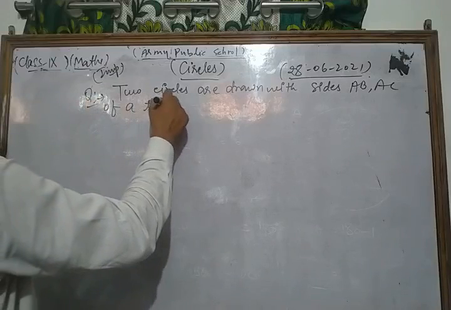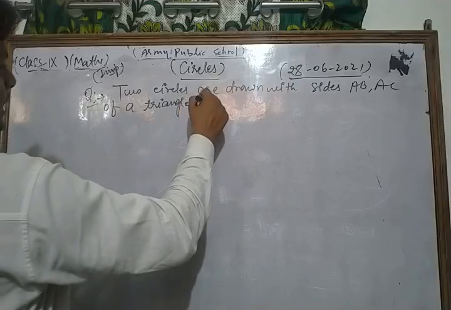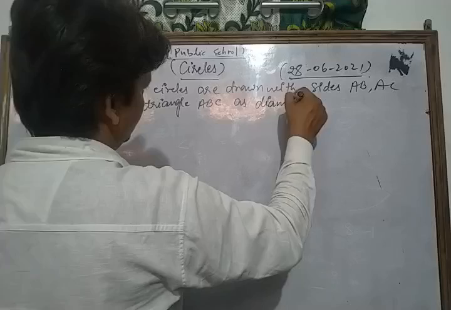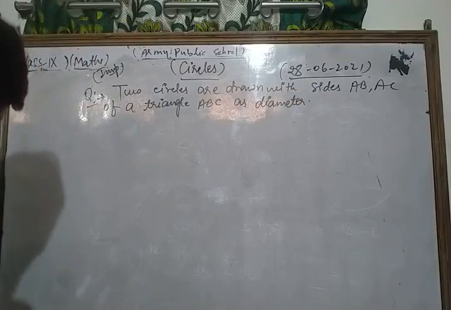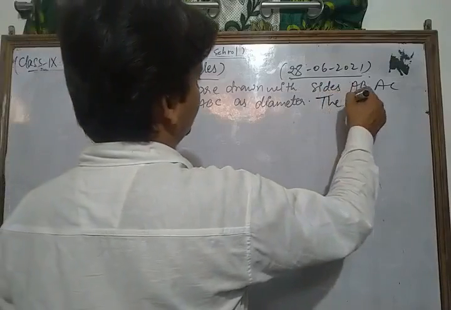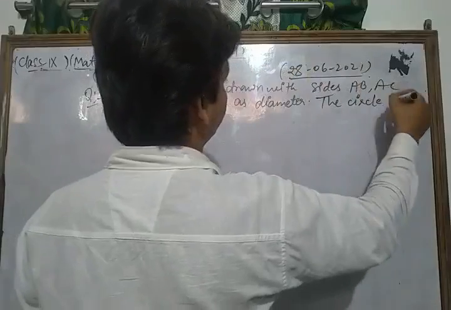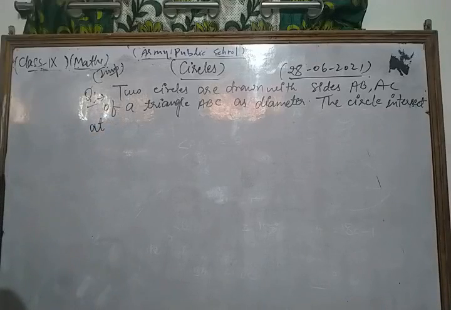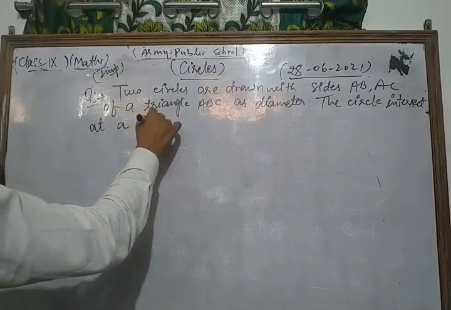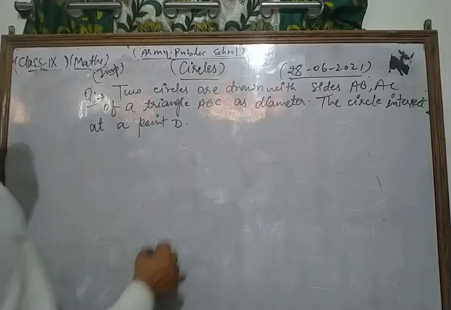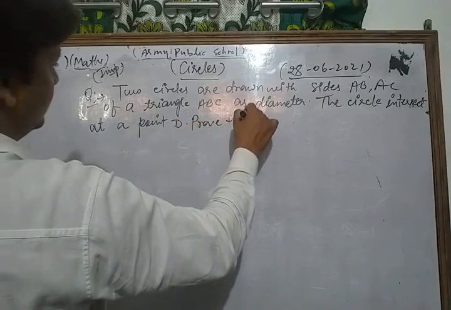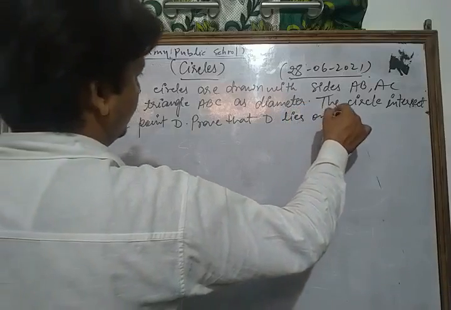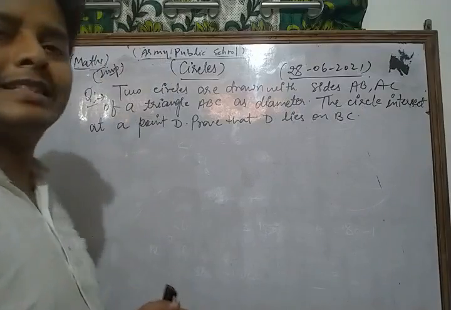as diameters. The circles intersect at a point D. Prove that D lies on BC. So this is a very important question of your NCERT exercise, students.